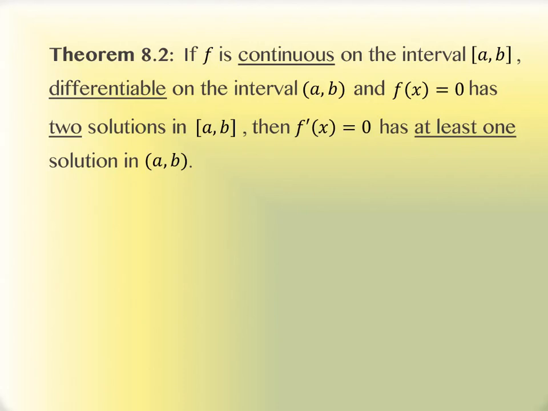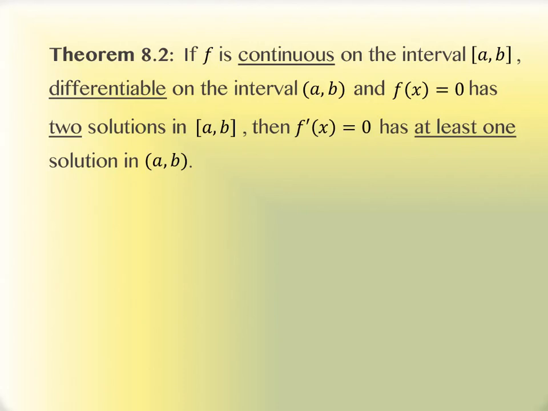We have 2 more theorems before we go into the last 2 problems. Depending on when you printed your notes out, your theorems might actually say 8.2. The first one's 8.2, the second one's 8.3. Theorem 8.2 says if f is continuous and differentiable, so same conditions as before, and also we know that f of x equals 0 has 2 solutions between a and b.